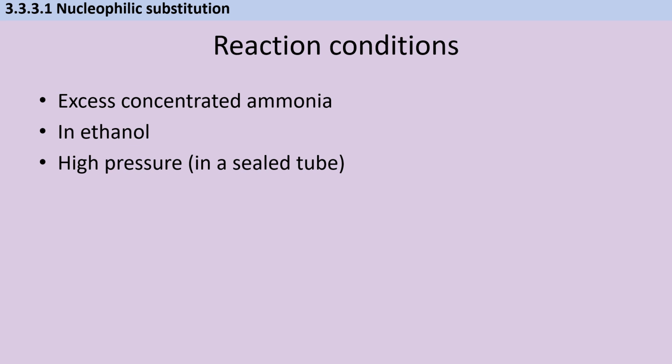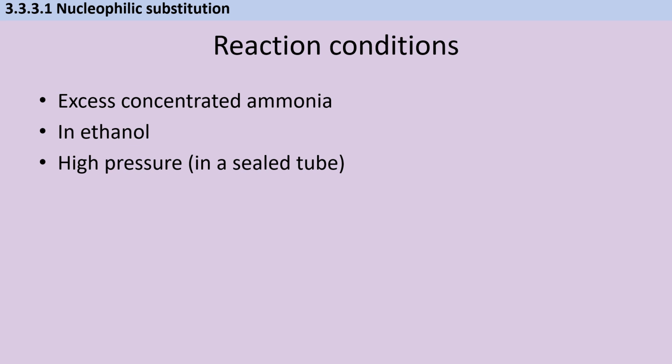Nucleophilic substitution with ammonia is actually a reversible reaction, and that means that unless you have a really dramatic excess of ammonia, which is going to shift your equilibrium to the right hand side, it's very hard to get a pure product. You just get lots of your reaction mixture still in there. So it's really important to have excess concentrated ammonia.